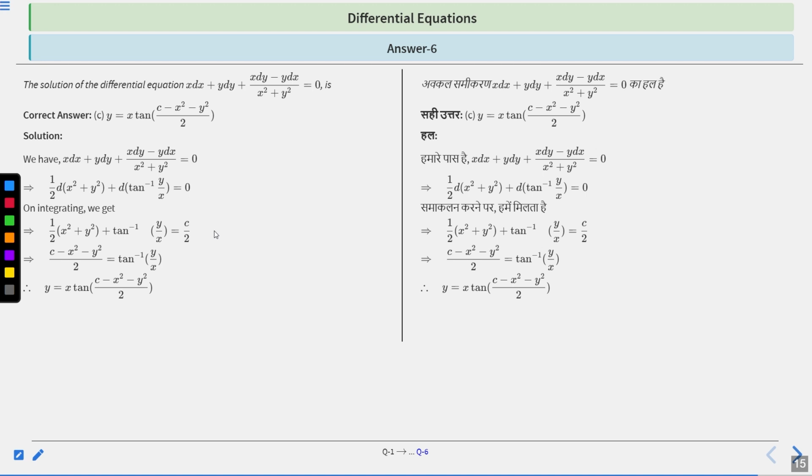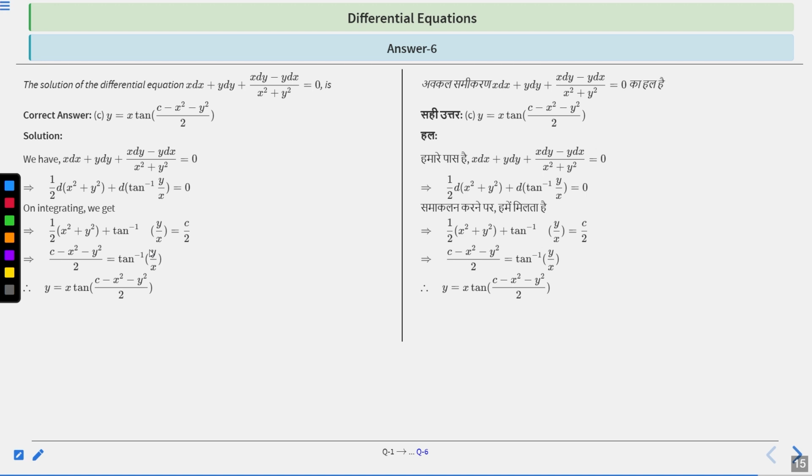When we differentiate tan inverse y by x, we get (x dy minus y dx) upon (x square plus y square). Therefore, 1 by 2 d of (x square plus y square) plus d of tan inverse y by x is equal to 0. Now, on integrating both sides, we get 1 by 2 (x square plus y square) plus tan inverse y by x is equal to c. Therefore, after solving, we get c minus (x square plus y square) upon 2 is equal to tan inverse y by x, right? Therefore, y is equal to x tan of (c minus (x square plus y square) upon 2).